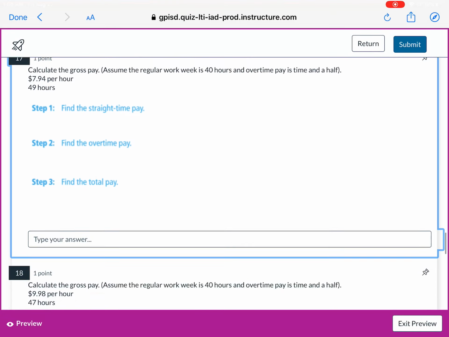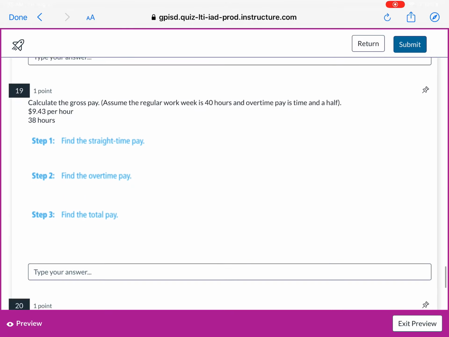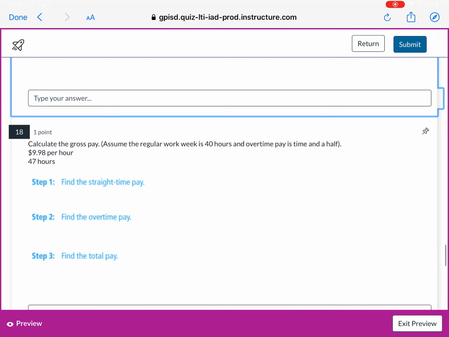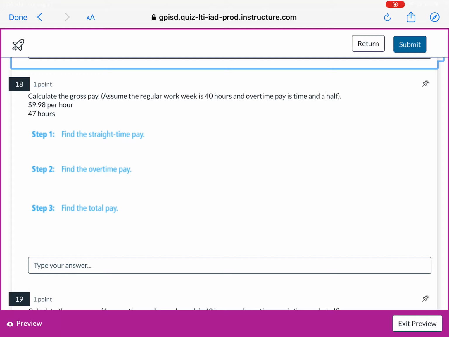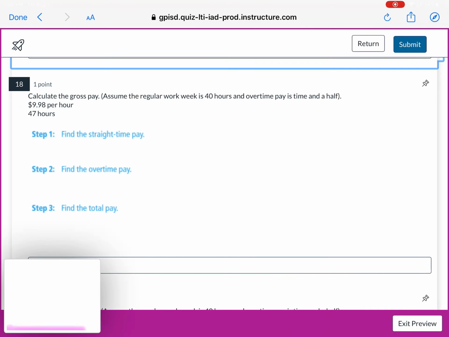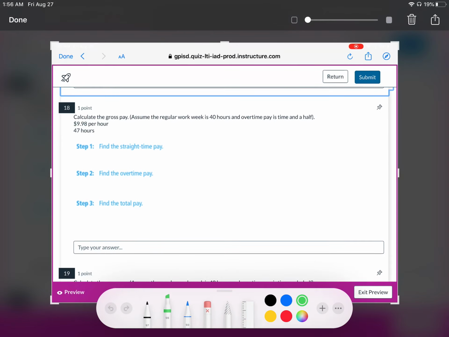Now the next questions, numbers 17, 18, 19, and 20, these are asking for the actual gross pay. Your gross pay is your total pay. So on these questions, you have to go through all 3 steps like we did before. First, you find the straight time pay. This person gets $9.98 per hour. I'm going to multiply it times 40 hours because the regular work week is 40 hours.